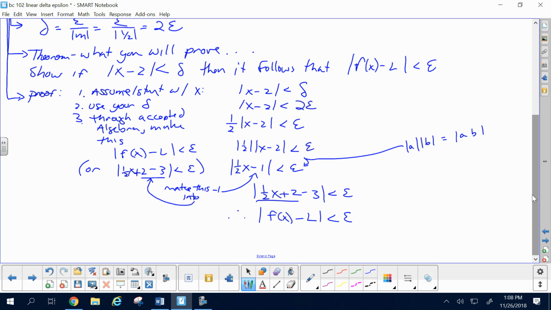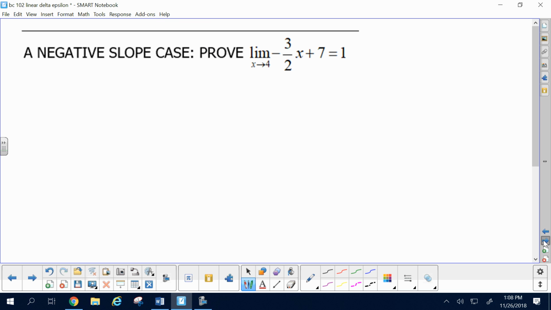Now let's try one with the negative, which is a little trickier, but not much once you get some practice with it. All right? So we're going to start with our delta. You're going to identify for the reader. In this case, delta is epsilon over the absolute value of -3/2, or 2 epsilon over 3. Now for linear, that's always going to be the case. For curves, tomorrow, things are very complicated, and not always that case, because there is no limit. But don't worry about that tomorrow. For today, we'll enjoy the easy.